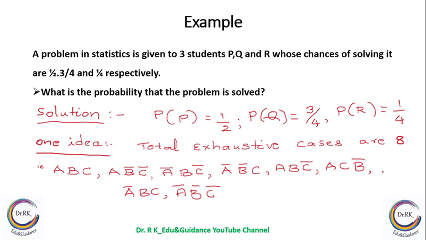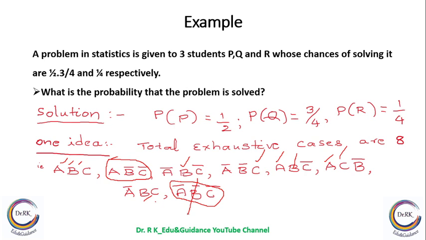So all possibilities: here only A solves the problem, B and C are not able to solve the problem. Here only B can solve the problem. Here only C can solve the problem. And here only A and B can solve the problem, not C. Similarly, AC solves the problem. Similarly, BC solves the problem. And here A, B, C. Out of all these, this won't come, because this is nothing but no one can solve the problem. This won't come into the picture.